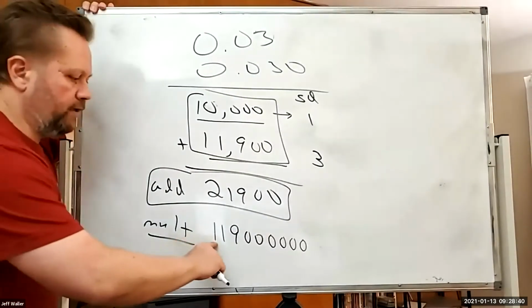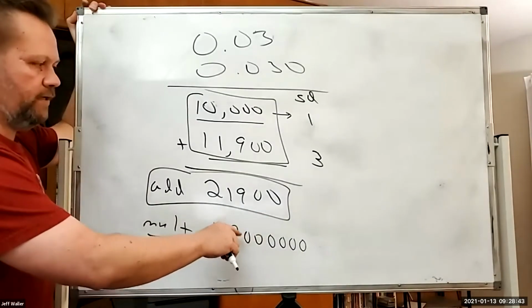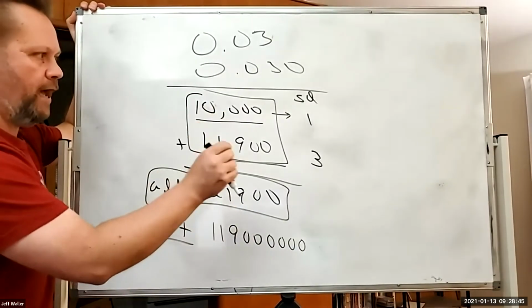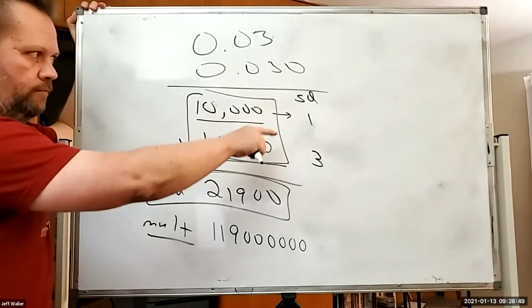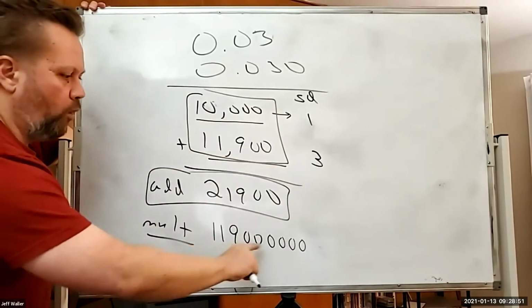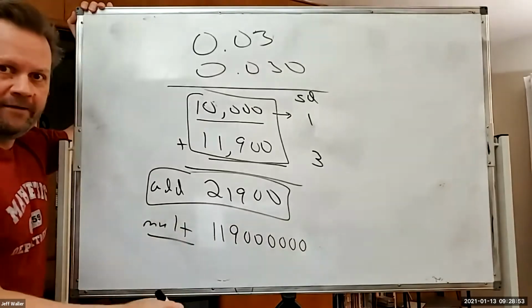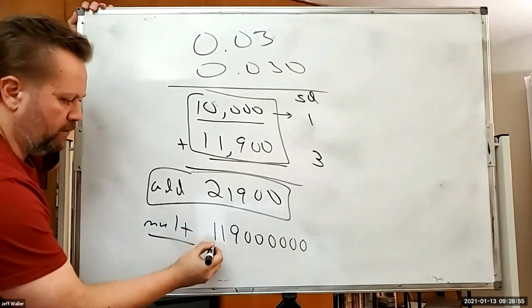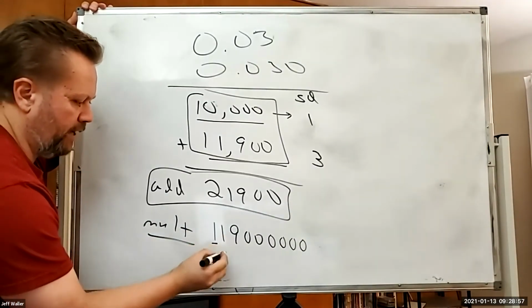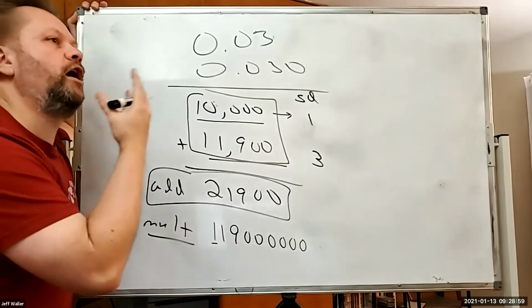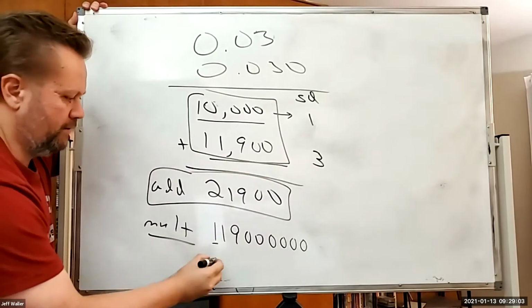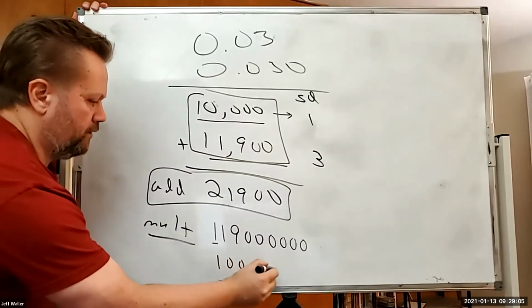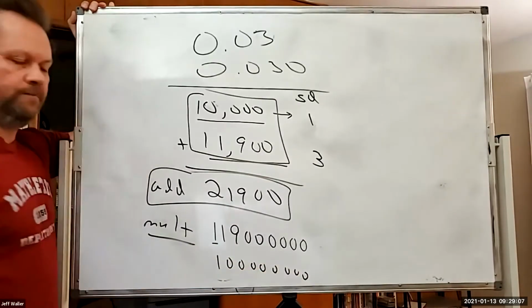Does that have the right number of sig digs? How many sig digs will the multiplication have to have? What's the weakest piece? The 1. So this has to have 1 sig dig. So now I have to round it to this place. So that would be 1 0 0 0 0 0 0 0 0.